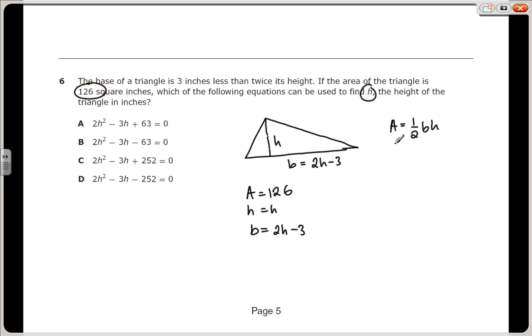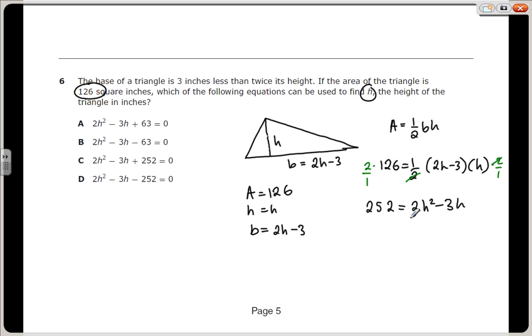Alright, so I'm going to have A, which is 126, equals 1/2. The base is 2h minus 3, and the height is h. Okay, now I can multiply both sides by 2 to get rid of this 1/2 right here. So I multiply this equation by 2 over 1, and then this one by 2 over 1. Alright, so this 2 cancels out with that 2. And then we're going to have 252 equals 2h squared minus 3h.